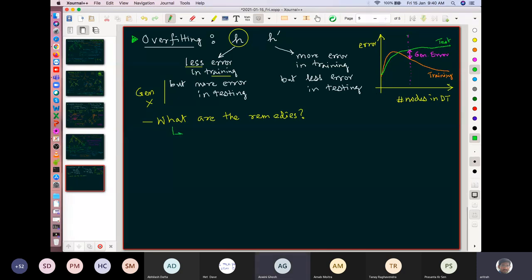So one suggestion is do not grow the decision tree after a certain depth. That is one possibility. Or you may grow it, but prune it also.